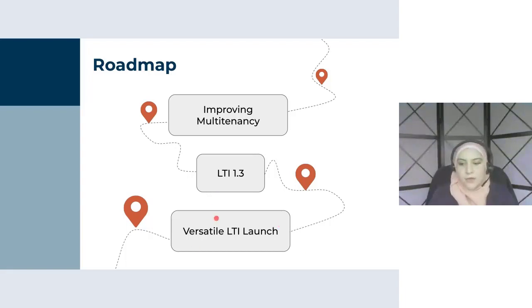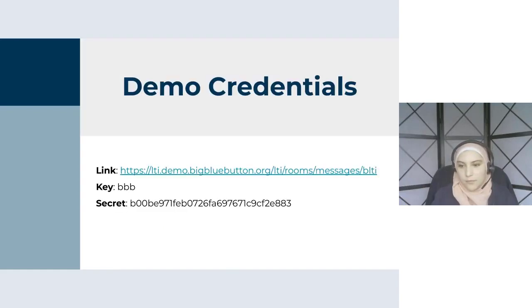And the last thing is to offer a versatile LTI launch. So what this means is that with one set of credentials, just the link, just the key, and just the secret, you're able to choose which application you go into. So maybe you want one application in your course, just the Rooms application. Maybe you want one as the recordings application or the lectures application. With one launch, the first launch will let you choose which one, and then it's easy sailing from there. So those are the three main ones in our roadmap.